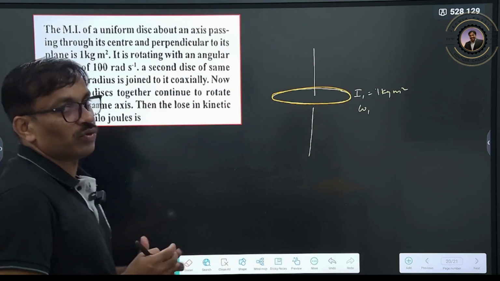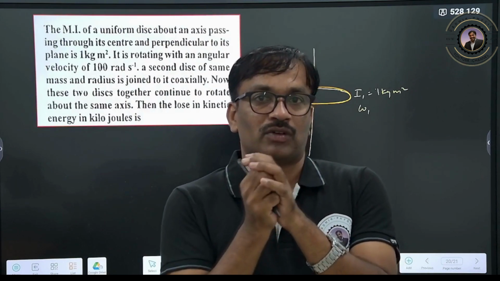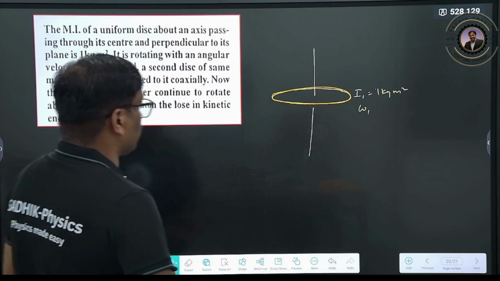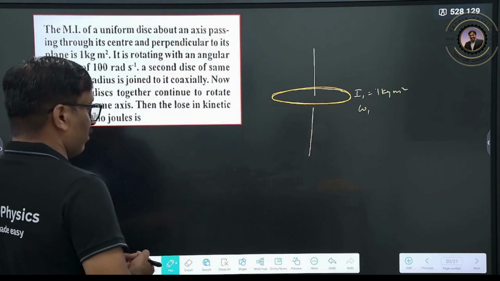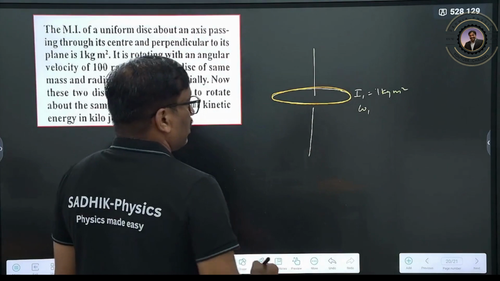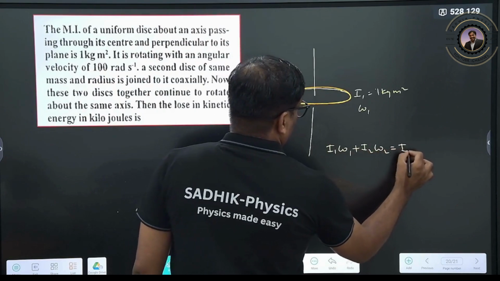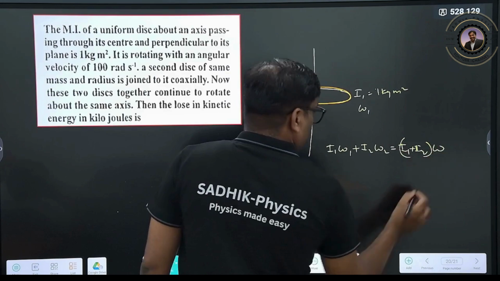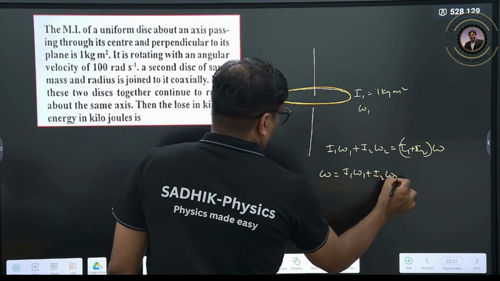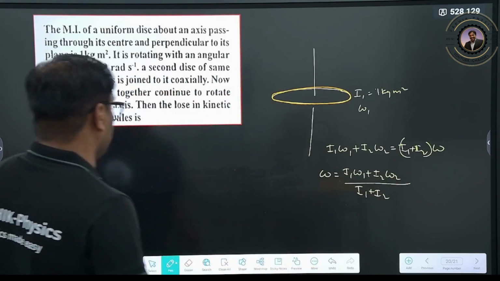This is exactly like a collision, where two objects come, collide and combine, sticking together and moving like a perfectly inelastic collision. We studied what the common velocity will be. Here we can calculate not only the loss of energy but also the common angular velocity. That is I1 omega 1 plus I2 omega 2 equals I1 plus I2 into omega. So omega equals I1 omega 1 plus I2 omega 2 by I1 plus I2. In this way you can calculate the common angular velocity.